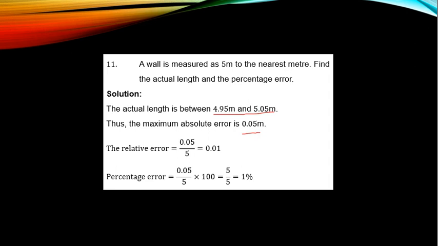First, we get the relative error. Relative error is the maximum absolute error divided by actual measurement. That is 0.05 divided by 5, you get 0.01. Then percentage error. Percentage error is relative error times 100. From the beginning, relative error is 0.05 over 5 times 100. When you multiply and divide, you have 1% as the percentage error in taking that measurement. All right.